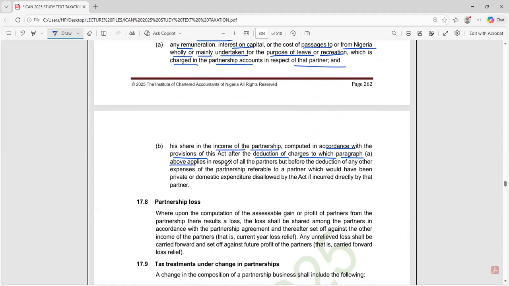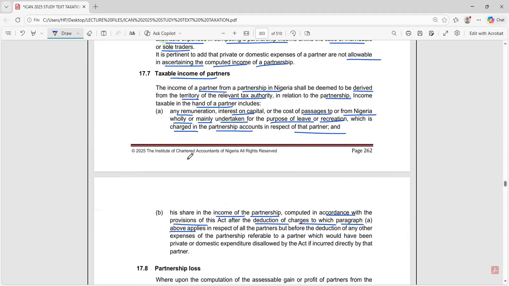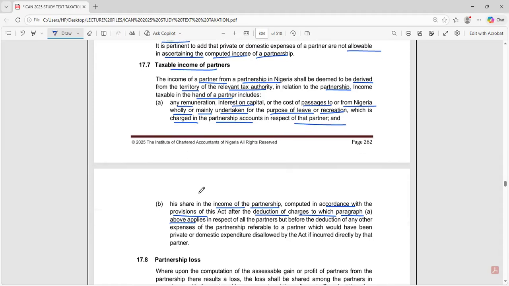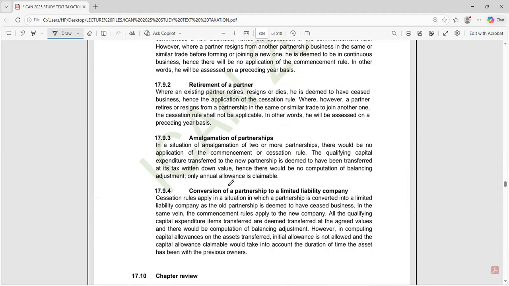So what I'm talking about is that share of his income, that is share of profits, is also taxable. So these are the incomes that are taxable in the hand of the partner. The salary that they pay you, once the money comes to you as a partner, we will tax it. The interest on capital is an income, we will tax it. Then after the end of the period, when you collect your share of profits, that is also an income to you, and we're going to tax it. Those are the incomes chargeable to tax. Then cost of passage, like a travel allowance, is like an income, and we'll tax it as well. Let's look at partnership loss.